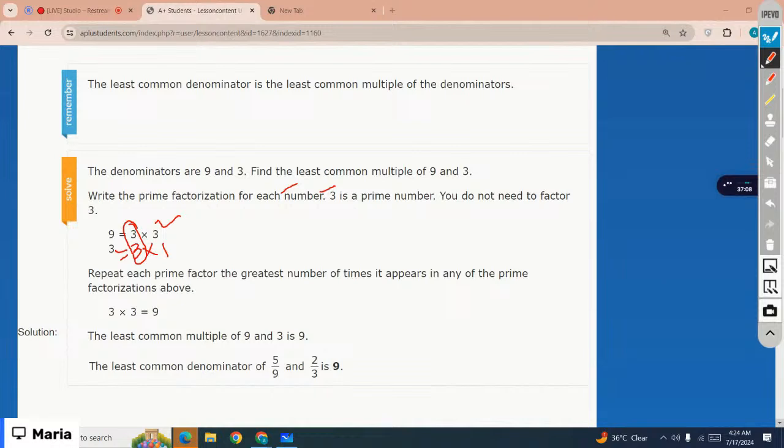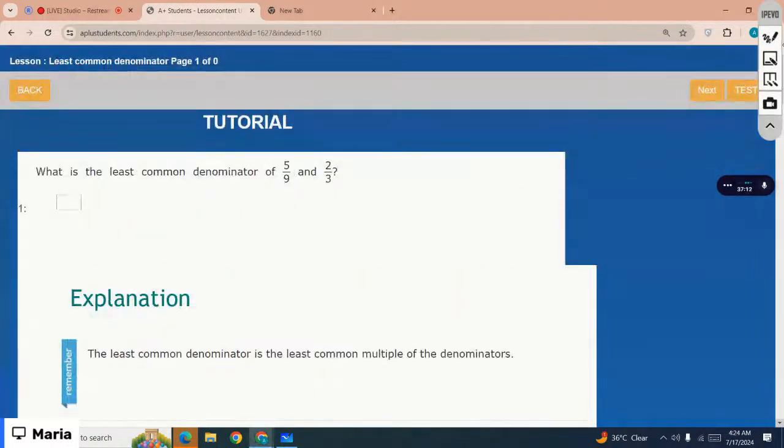Okay, let's just start with the test questions. Let's see how we calculate the least common denominator, right? Let's just start with the test questions.